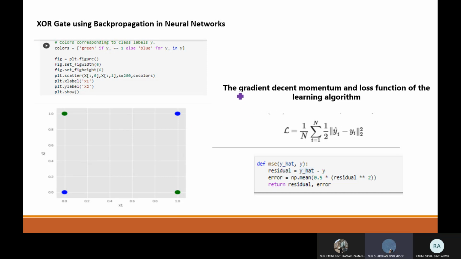For question 1, which is the gradient descent, momentum and loss function of the learning algorithm, the loss function is to measure how good or bad the output of the network is. The choice of loss function is key for the overall learning success, as are its gradients. From this equation, we simply choose the mean square error, which is MSE, between the value predicted. For the gradient descent, the loss function of the sigmoid neuron is square error loss.